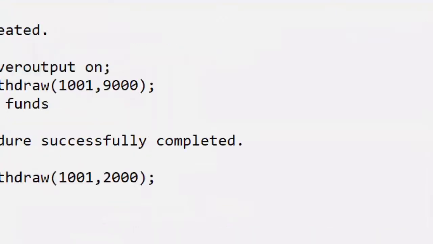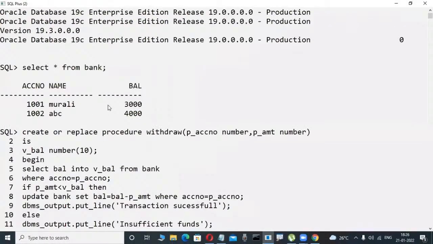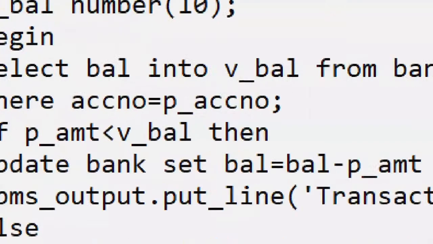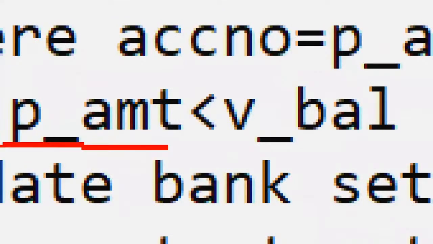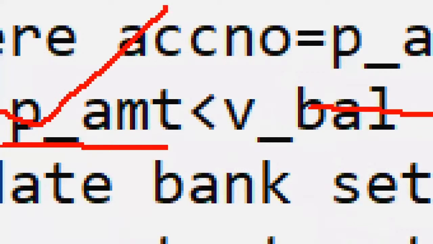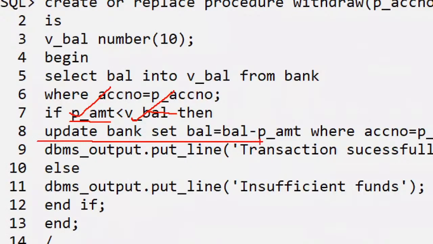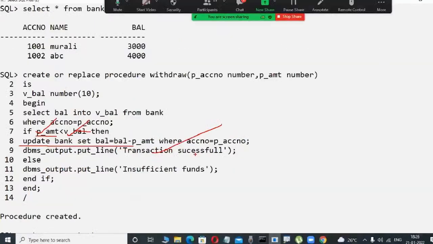Why? Because here my balance is 3,000, but I try to withdraw 2,000, which is possible. So whenever the passed amount, 2,000, is less than the available balance, in this case 3,000. Here 2,000 is less than 3,000. I am updating the bank table only. Bank updating is modifying that. The transaction is successful. Now, is it really correct?